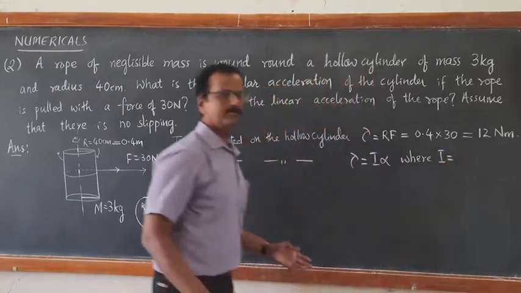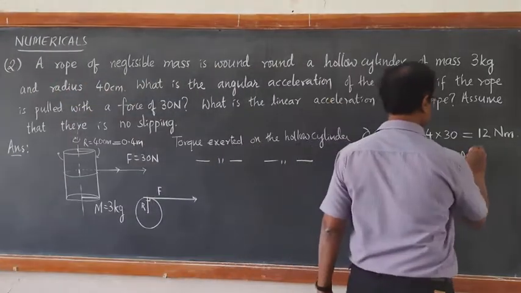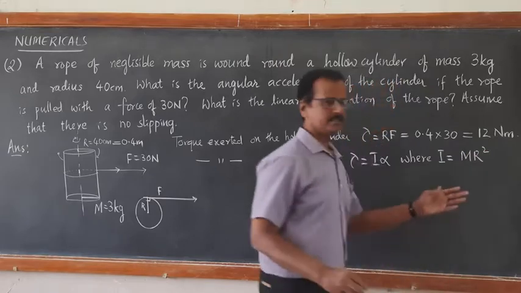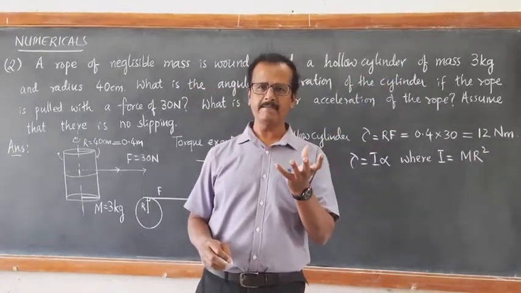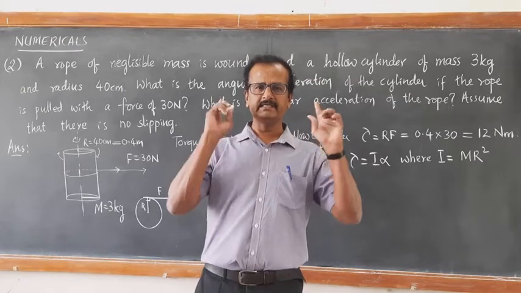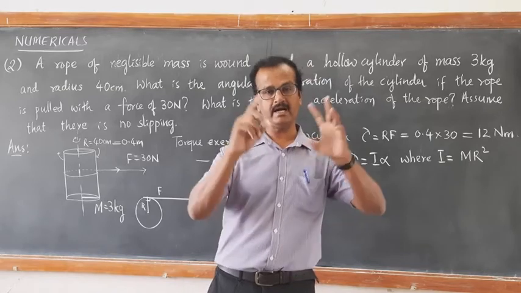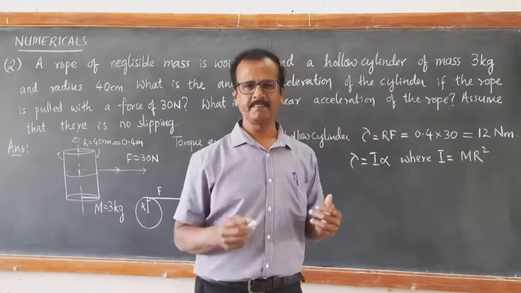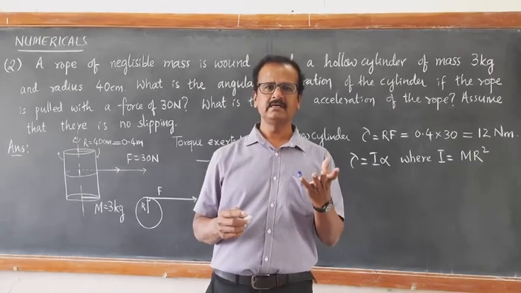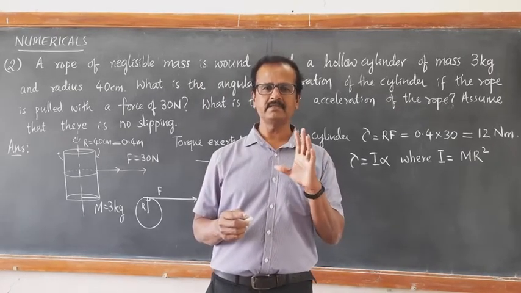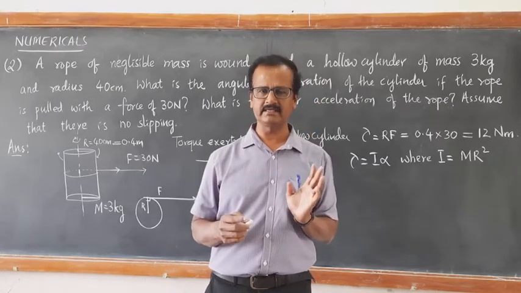Moment of inertia of a hollow cylinder. The moment of inertia of a hollow cylinder is MR². It's very easy to remember. The moment of inertia of a hollow cylinder of mass M and radius R is the same as that of a ring of mass M and radius R. Both are MR². Even for a disc of radius R and mass M, the moment of inertia about an axis passing through its center is given by MR².